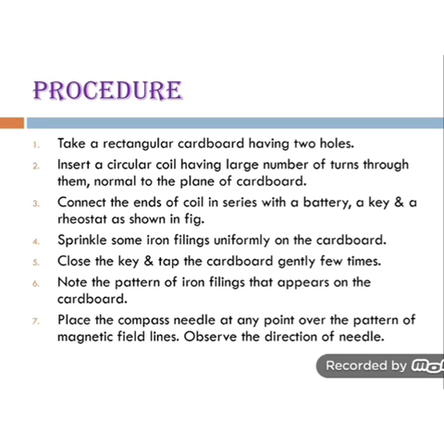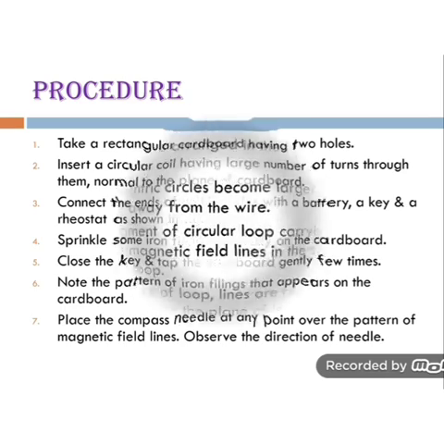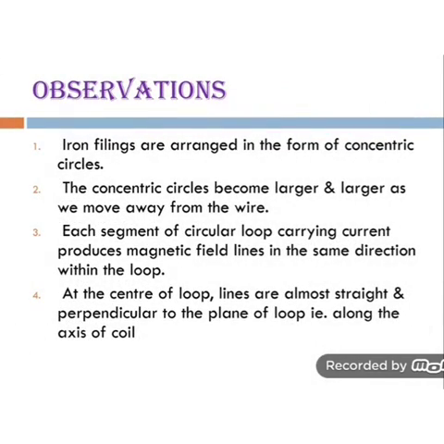Now place a compass needle at any point over the magnetic field lines, to find the direction of the magnetic field at that point, and observe the direction of the needle. The needle will point to the north pole, and that is the direction of the magnetic field at that point. Now, observation. What do you observe?